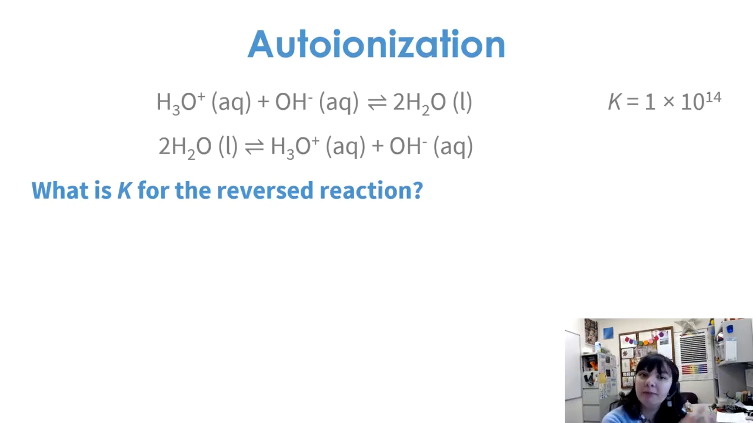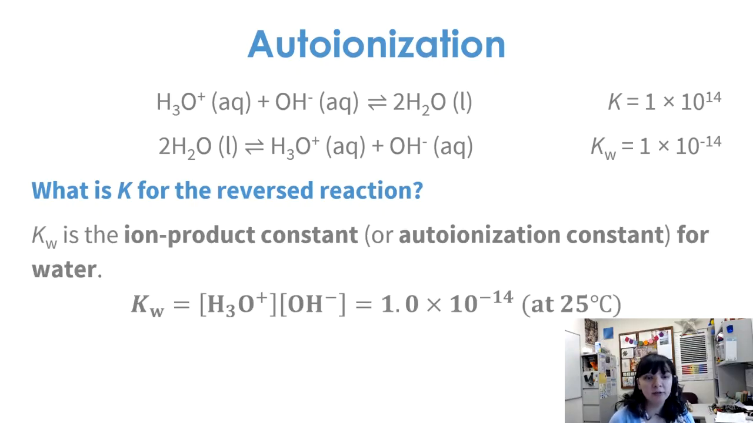So recall that when we manipulate an equilibrium, right, we can multiply a reaction by a factor, or we can reverse it, flip it around. In this case, when we reverse a reaction, what we're going to do is take the inverse of its equilibrium constant. So if the original equation was 1 times 10 to the 14, our new reaction is going to have a K constant that is 1 divided by 1 times 10 to the 14, or in essence, 1 times 10 to the minus 14. Now this is referred to as Kw, or the ion product constant for water, also known as the autoionization constant for water. Autoionization just means self-ionizing.